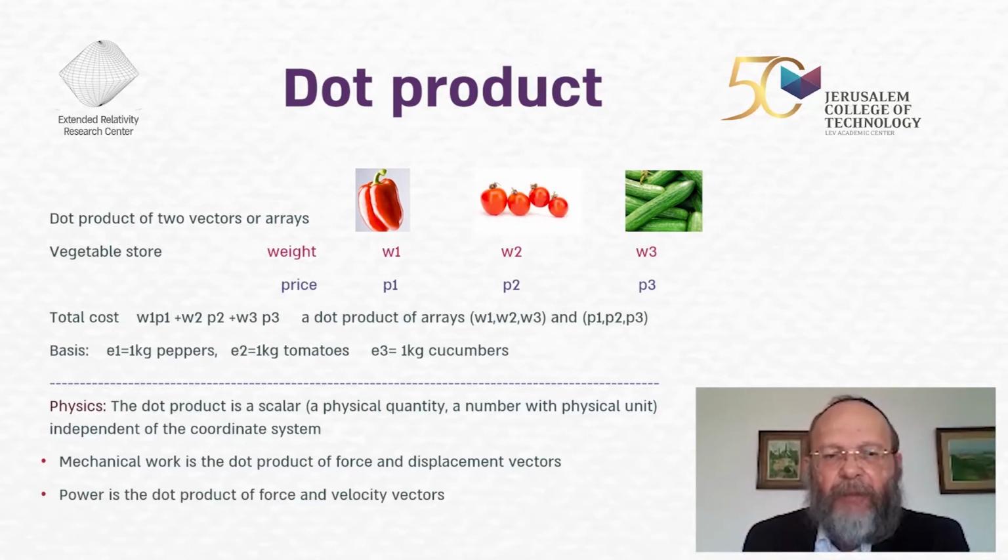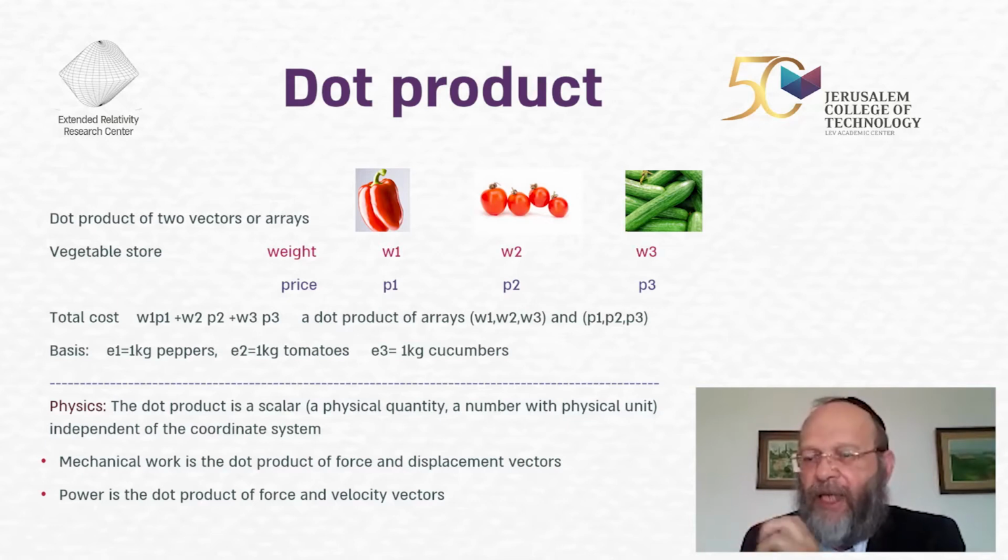Another example: the power is the dot product of the force and the velocity vector. So it's also independent of the coordinate system. We have a similar thing as in the example with the vegetable store, some kind of operation on pairs of arrays, where each one of the elements behaves differently, but the dot product is the same.